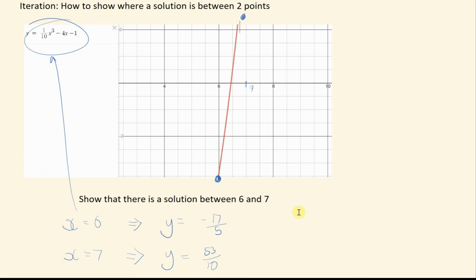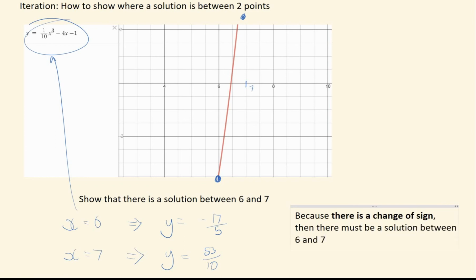If it was an exam, you would need to write some sort of sentence. The key thing you'd have to say is: because there is a change of sign, then there must be a solution between 6 and 7. The key thing you're looking for is this change of sign here. Again, for example, this would be a 2-mark question. There'll be 1 mark for this bit of maths down here, and then 1 mark for your conclusion, noting there's been a change of sign, so therefore there is a solution.